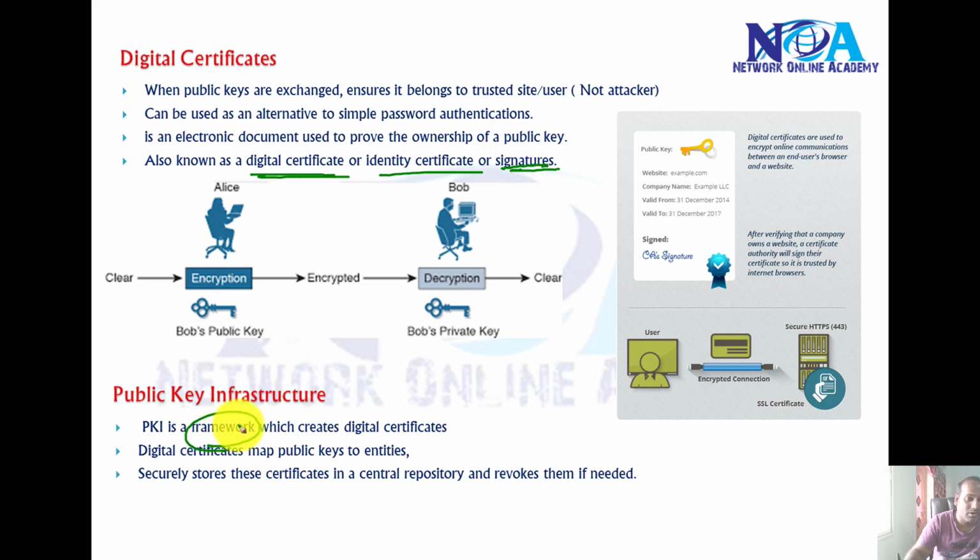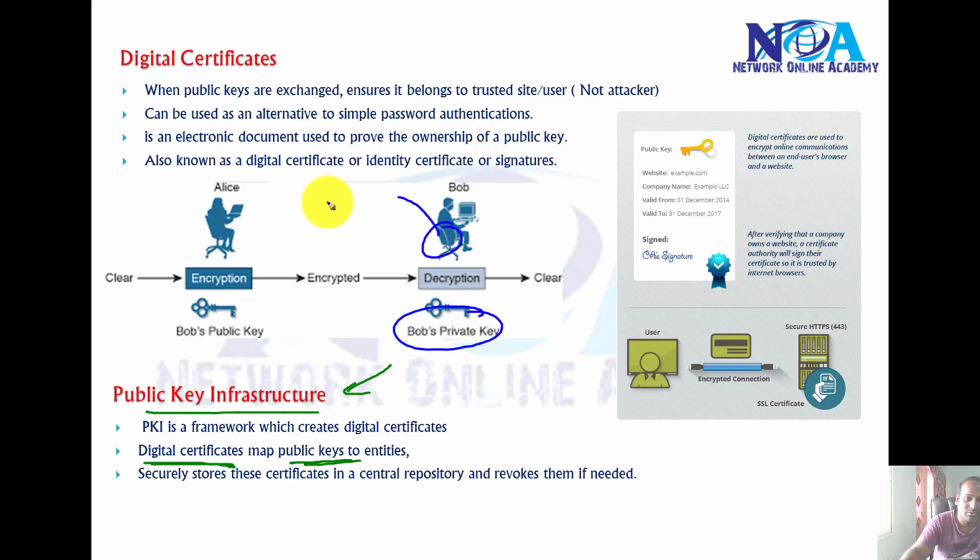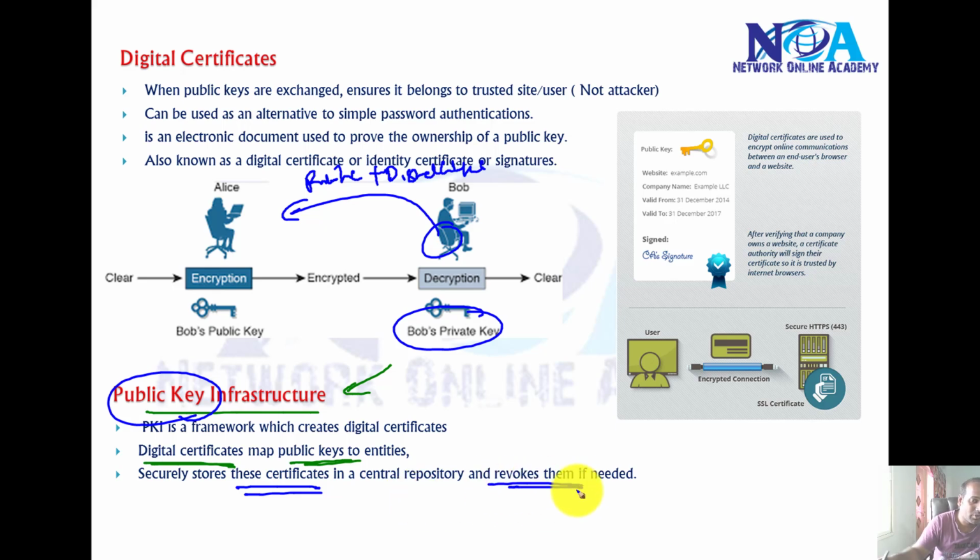This framework of using digital certificates we call PKI, public key infrastructure. Public key infrastructure is the entire process where the digital certificates are mapped with the public keys. So when Bob is sharing his public key, it is actually mapped with the digital certificate. And this infrastructure is also responsible for storing these certificates in a centralized database and revoking them if required.